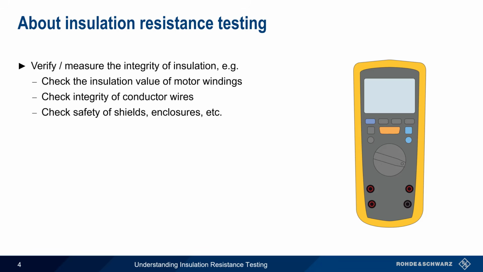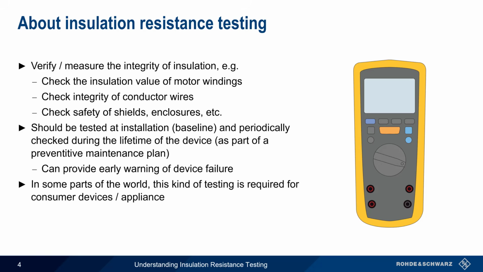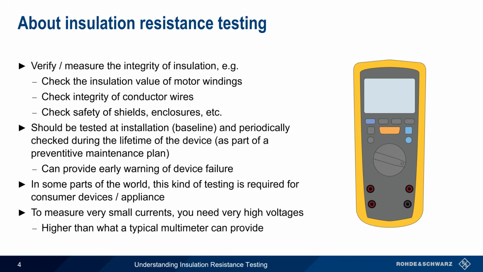In addition to troubleshooting, insulation testing is also often performed as part of a preventative maintenance plan, since a decline in insulation resistance over time can provide advance warning of potential device failure. Also, in some parts of the world, insulation resistance testing is required for many consumer devices. But as we mentioned earlier, very high voltages are needed to measure very small currents, and in the case of insulation, these voltages are usually much higher than those which a typical multimeter can provide.